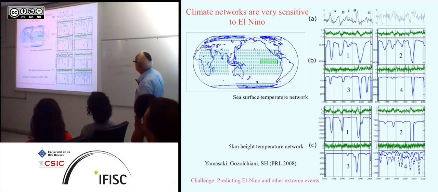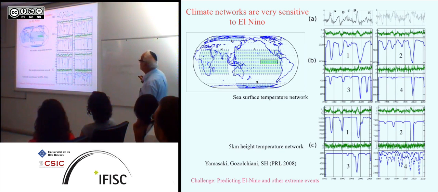You see, these are the El Nino periods, you can see it here. These are the temperature measurements that you have here, during El Nino, from the year 1960 to 2005, I think, yes. And you see that the network follows the El Nino regime.